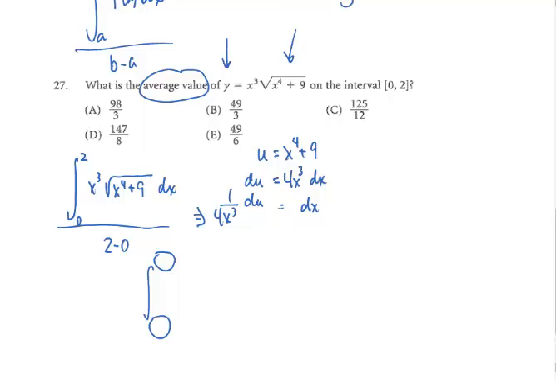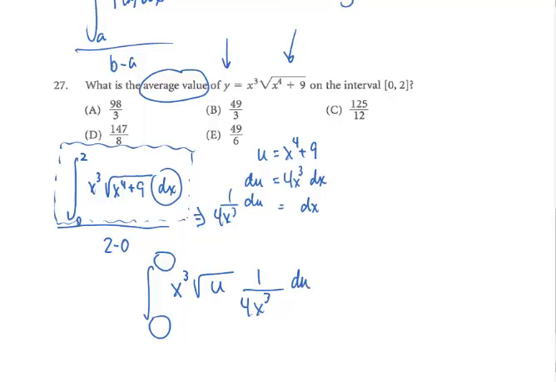Because this is the part that I'm trying to figure out, what the area under that curve is. So if I switch over to the u domain, I'm going to completely switch over to it. So I'm going to have x cubed. I'm going to have the root of u for my substitution. The dx will be replaced with 1 over 4x cubed du. And then these x cubes cancel.